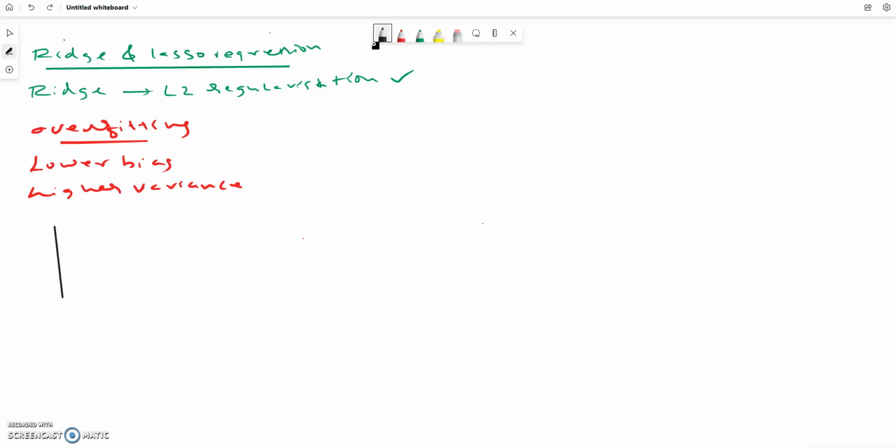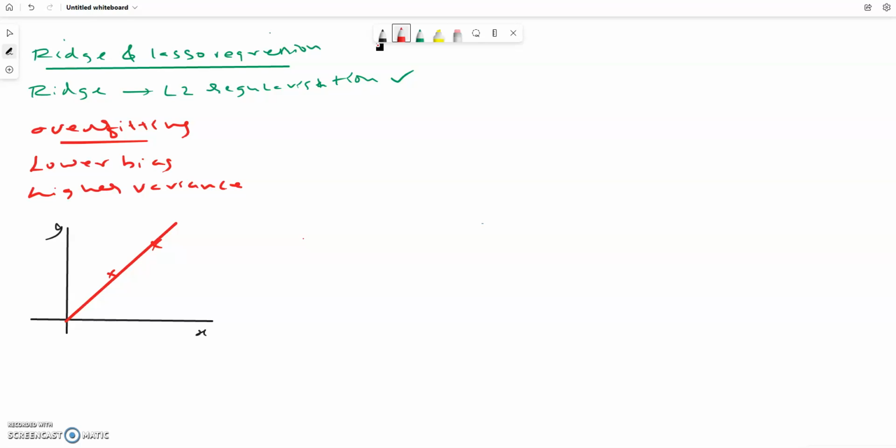This is my y-axis and this is my x-axis, X and y. Now I have 2 points here. My line is passing through these points. Now you can see here that there is no difference between my data points and the actual values.